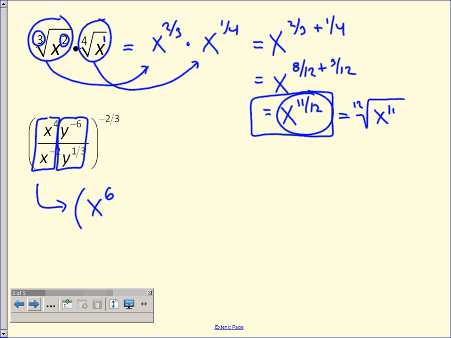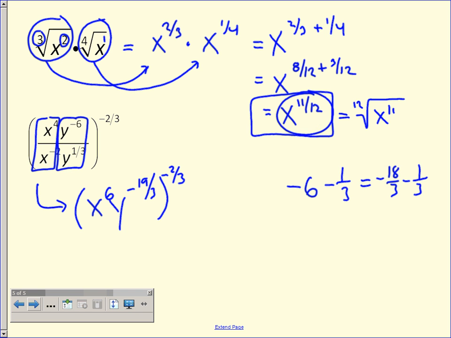Same deal here with the y's. I have y to the negative 6. Let me write some work over here. Negative 6. And I have y to the 1/3. Well, I'm supposed to subtract those. And this is a little bit messier, but I'll go ahead and subtract them. I need a common denominator. That's 18ths. Excuse me, that's thirds. So I'll have negative 18 thirds minus 1/3. Negative 19 thirds. Looks pretty nasty, but we'll see where it heads. Okay. And it's all being raised to negative 2/3 power.